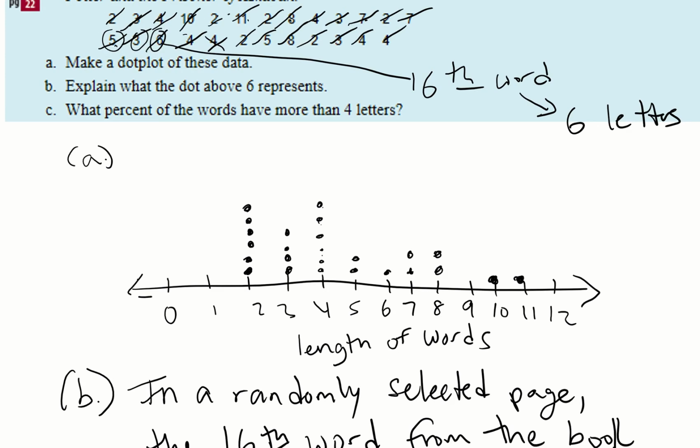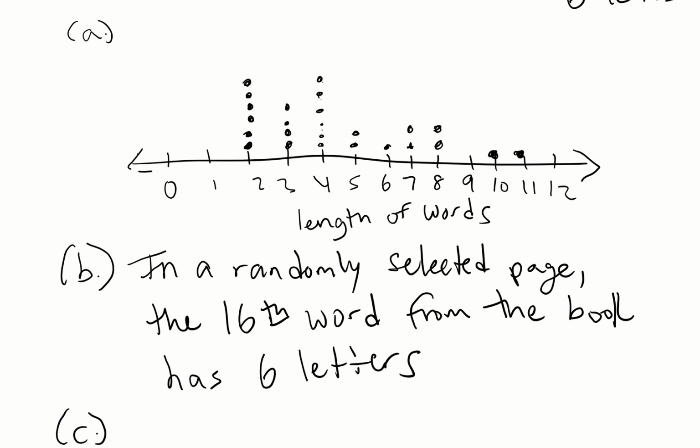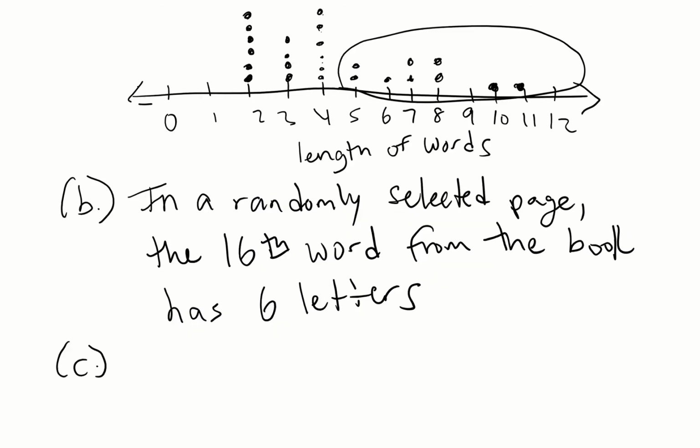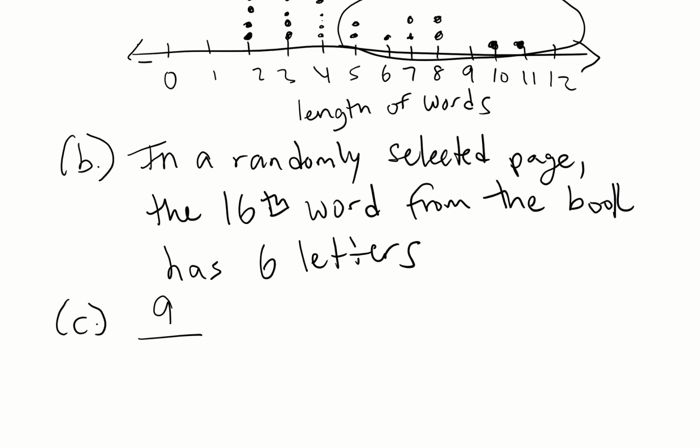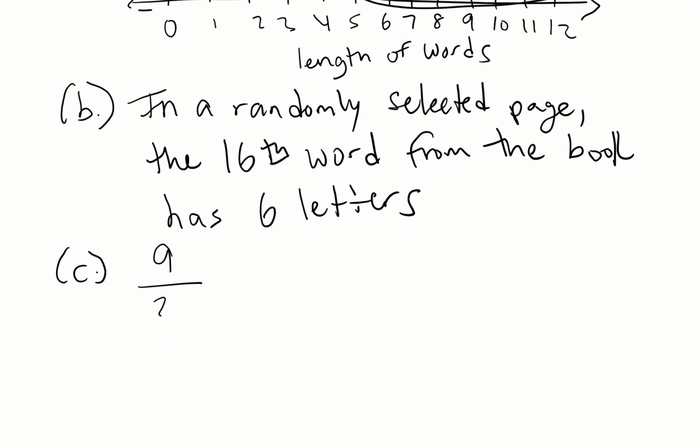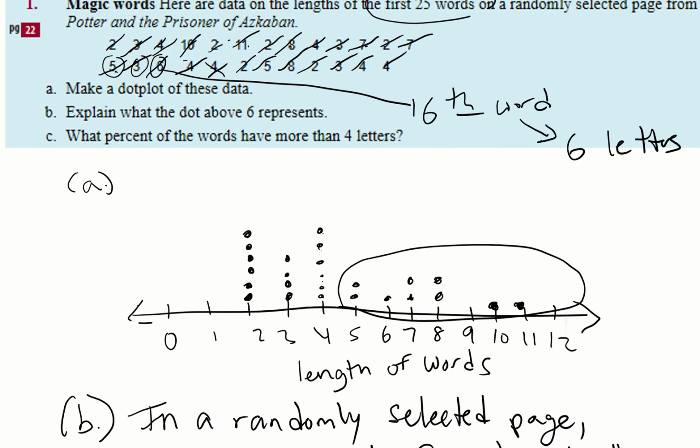Now they're asking what percent of the words have more than 4 letters. So you're going to look at the dots that are 5 or greater. It looks like these dots here. So you have 2, 4, 6, 8, looks like 9. So we got 9 out of a total of 25 words that we chose. So we got 9 over 25. Of course we've got to times it by 100, and we'll get that as a percent. So it looks like 36% there. And that's what they're looking for in number 1.